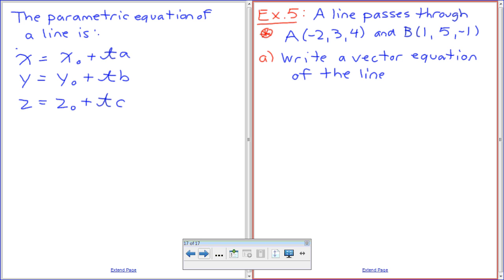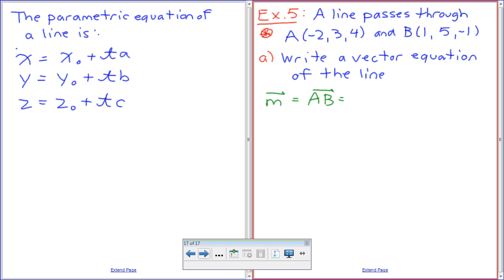Matthew, I'm going to help you out. I'm going to say m is equal to AB. Okay, how do you find vector AB, please?